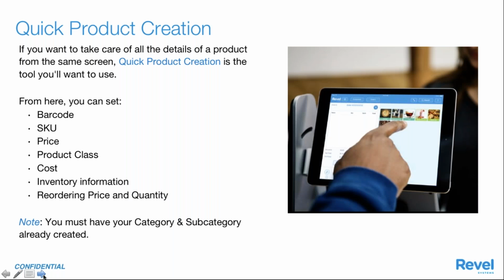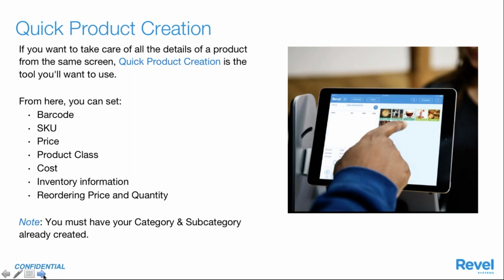So the quick product creation is definitely a tool that you'll want to use because it's going to give you the ability to set multiple things without having to go into the product details later on and enter in these things separately. So from the quick product creation screen, you can easily enter in barcodes, SKUs, price, product class, inventory information, recording price and quantity, all in that section. So again, you get a lot of features that you can put all into one small section, allowing you to efficiently and quickly create a product.